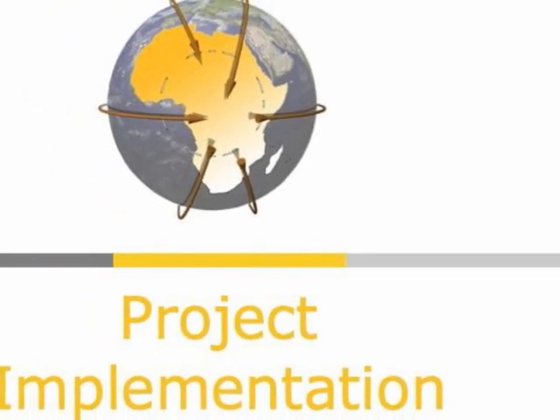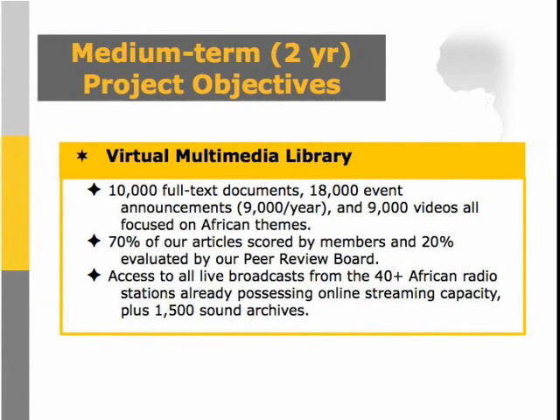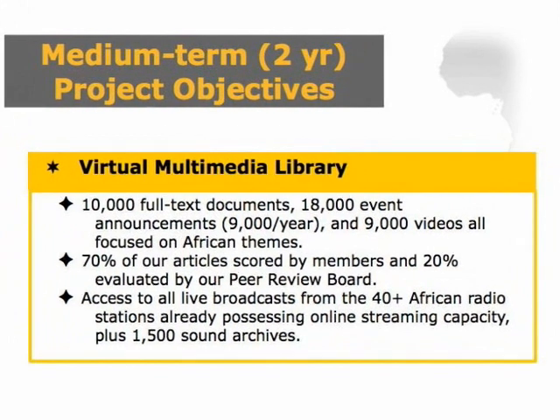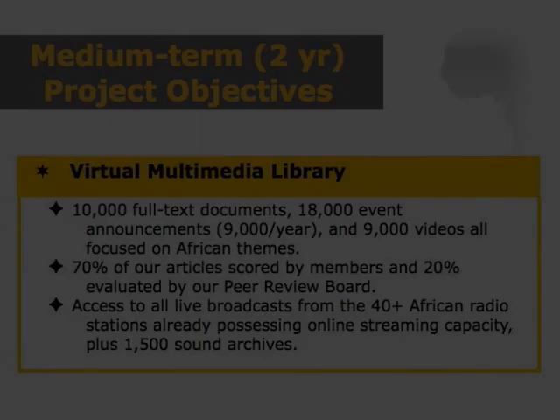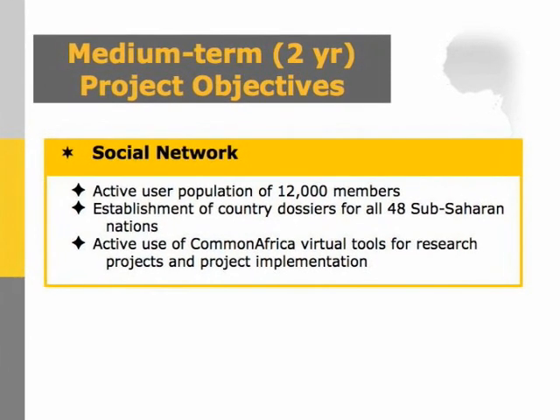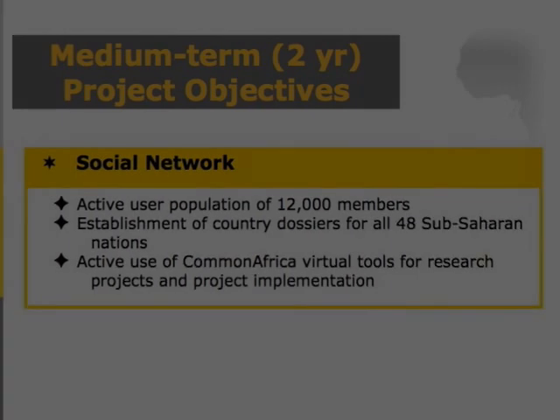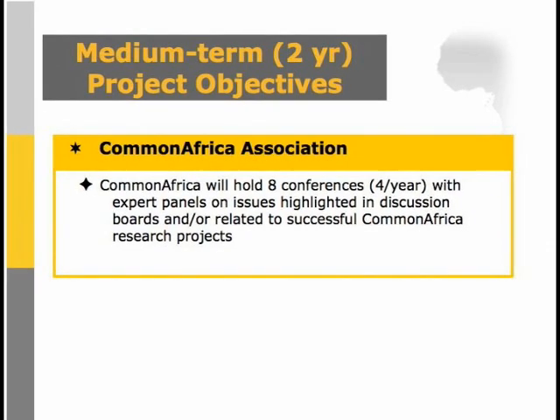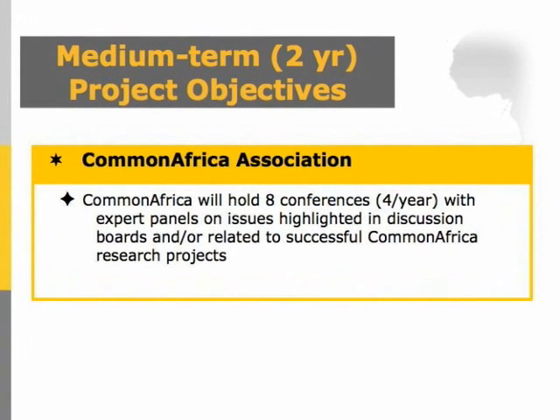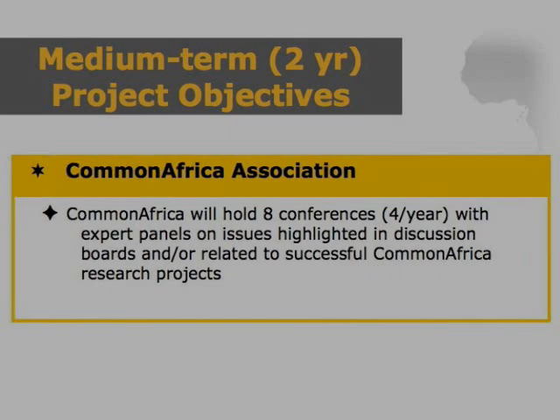To conclude, a few words on project implementation. In terms of our objectives, for the Virtual Multimedia Library, we aim to have 10,000 full-text documents, 18,000 event announcements, and 9,000 videos by the end of 2 years of operation. For the social network, we expect to create an active user population of 12,000 members, and have set qualitative indicators to measure the pertinence and diversity of member exchanges. Finally, in terms of our organization, we aim to hold 8 conferences, 4 per year, with expert panels on issues highlighted in discussion boards or related to successful CommonAfrica research projects.